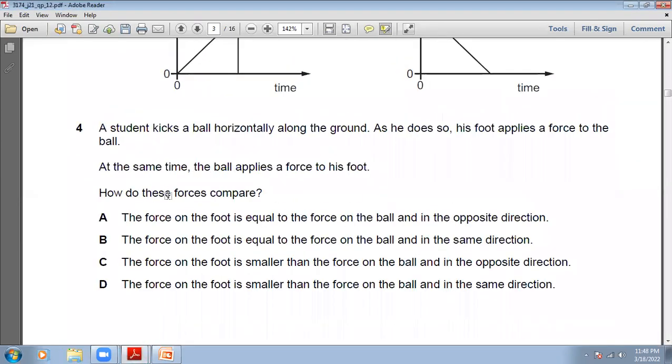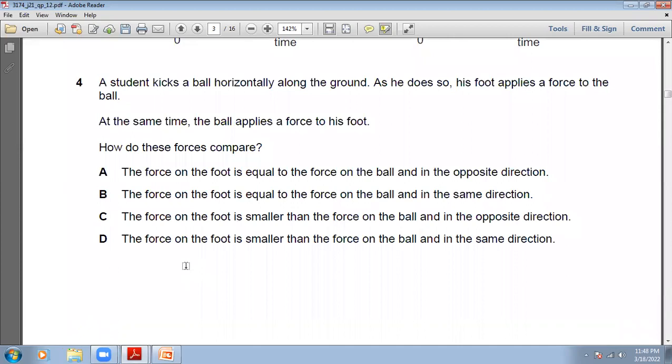So question number 4, it says a student kicks a ball horizontally along the ground. As he does so, his foot applies a force to the ball. At the same time, the ball applies a force to his foot. How do these forces compare? These two forces will be equal in magnitude, opposite in direction, and they will act on different bodies. One force will act on the football, and the other force will be acting on the foot.